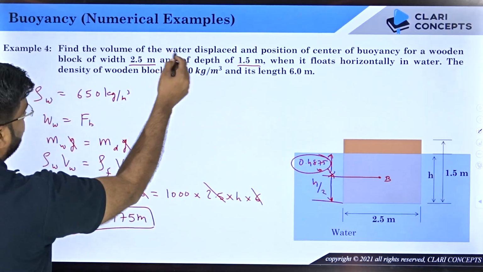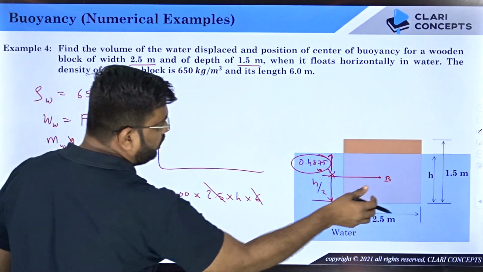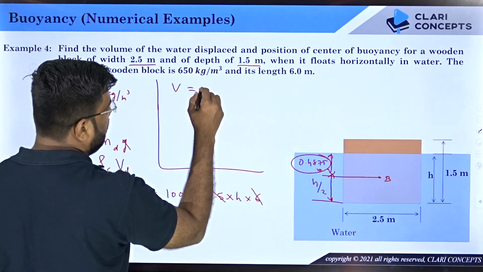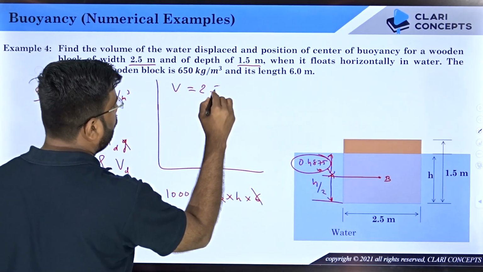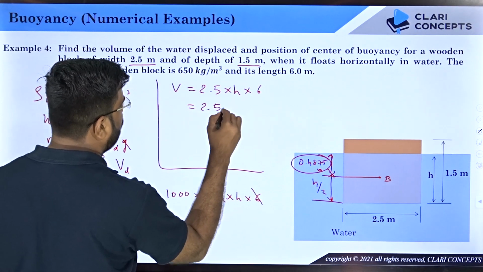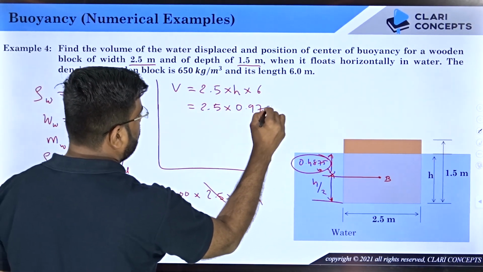Now, what is the volume of the water displaced? You have not calculated that. How do you calculate that? Once I know h, the volume of the water displaced is equal to 2.5 into h into 6. This is 2.5 into, what is h? h is 0.975, into 6.